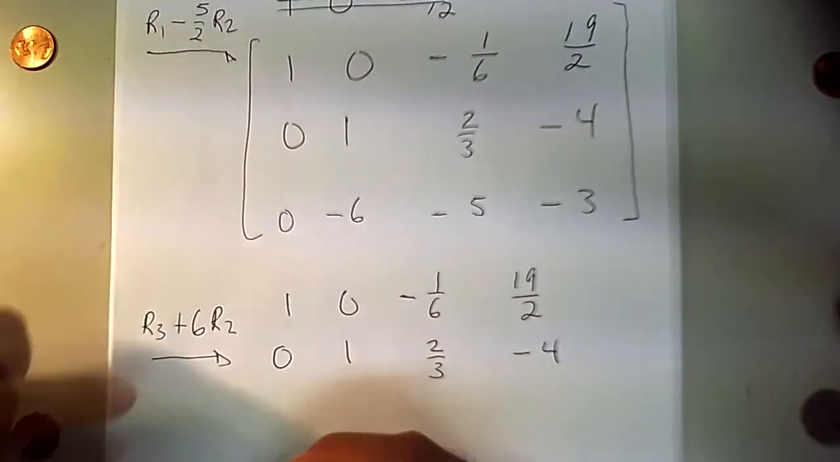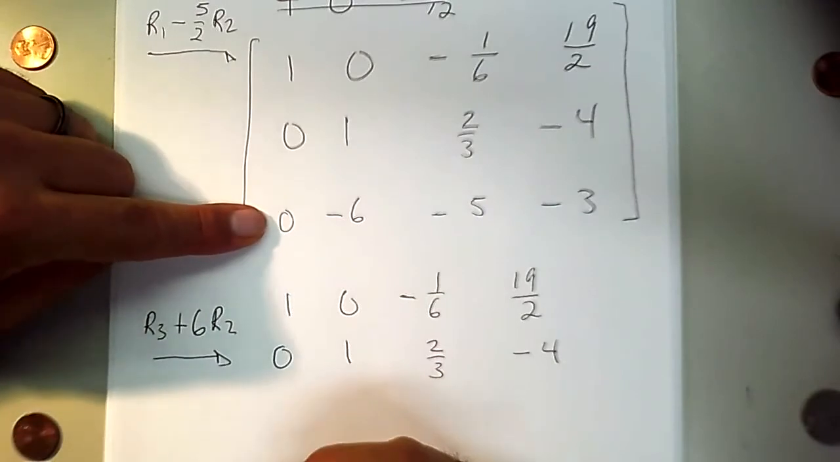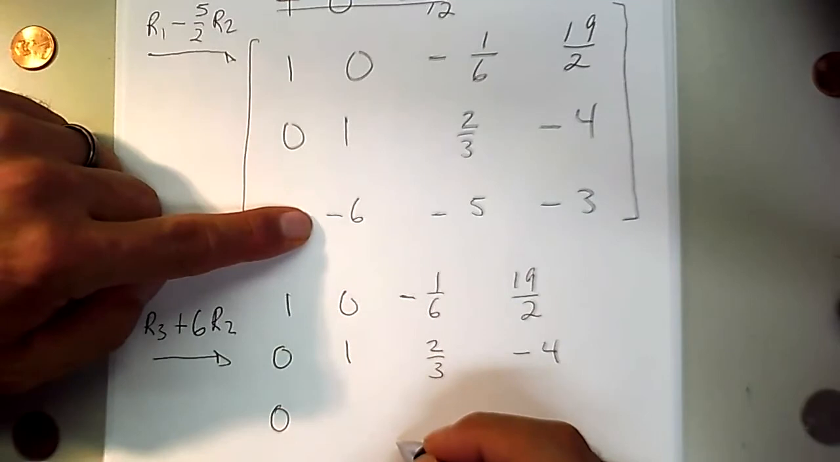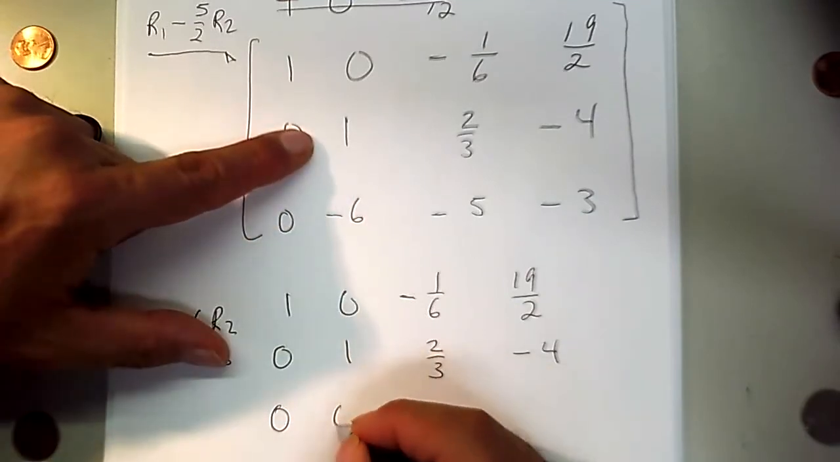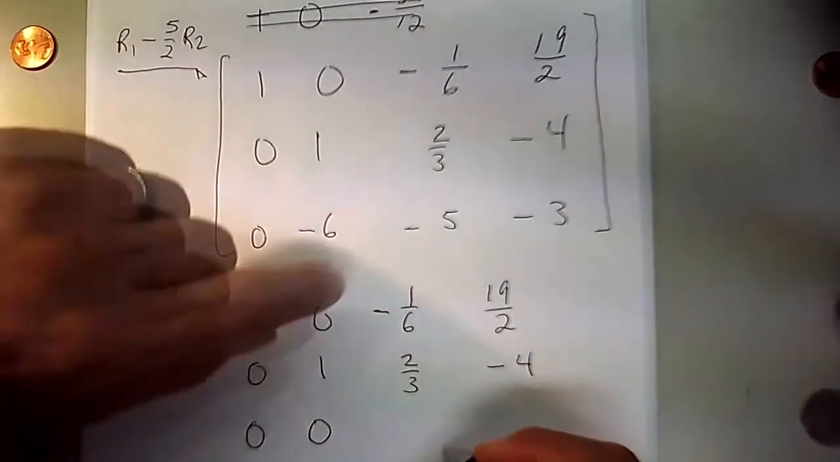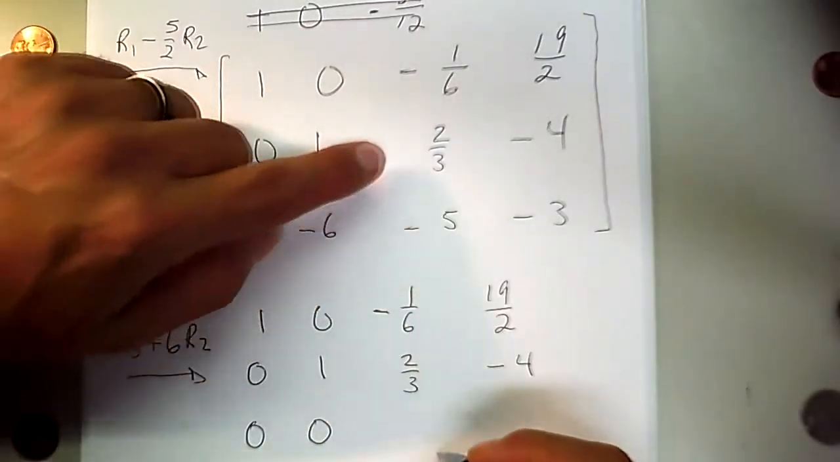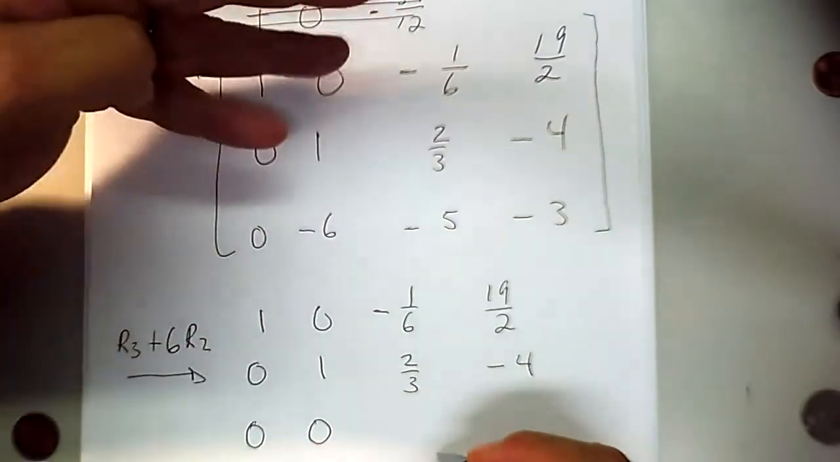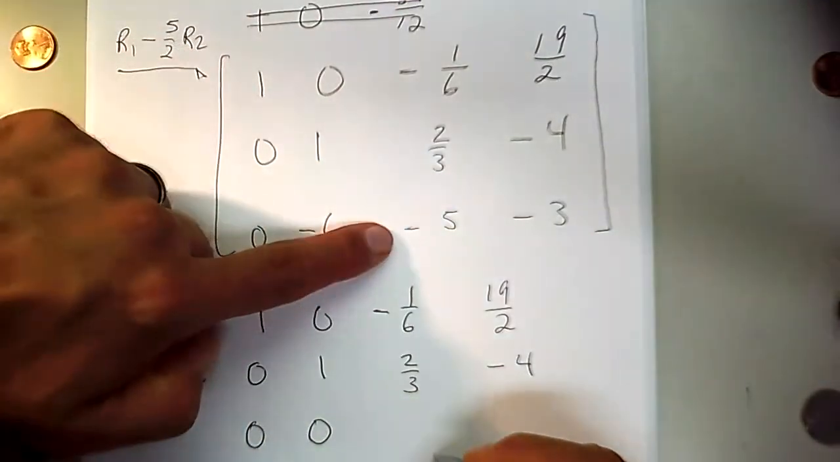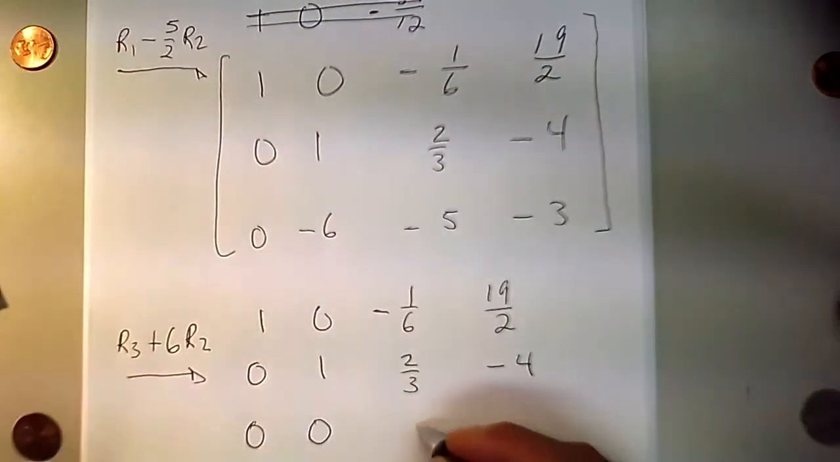Now we're going to do this. 0 plus 6 zeros, still 0. Negative 6 plus 6 ones, 0. Negative 5 plus 6 of those. Well, 6 times this is 4. 6 times 2 is 12, divided by 3 is 4. So negative 5 plus 4 is negative 1.